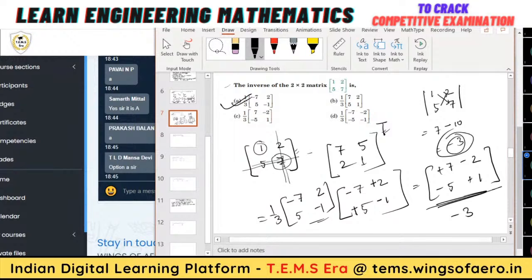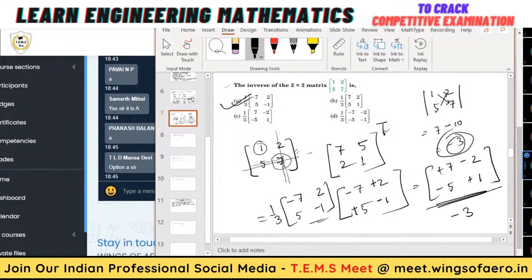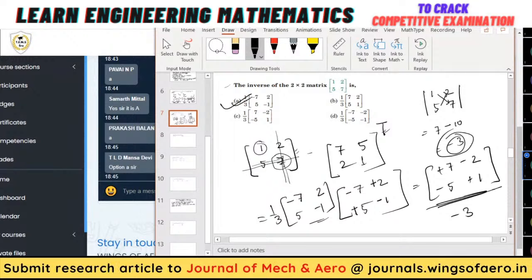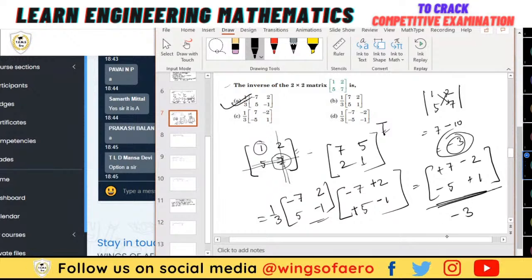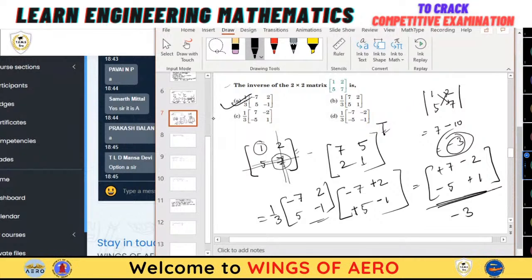So A is the answer. If you don't know how to find the adjoint of A, the adjoint is the cofactor matrix and the transpose of it. If you do not know the cofactor matrix, I will discuss it later. First let me complete all these questions and then discuss everything.